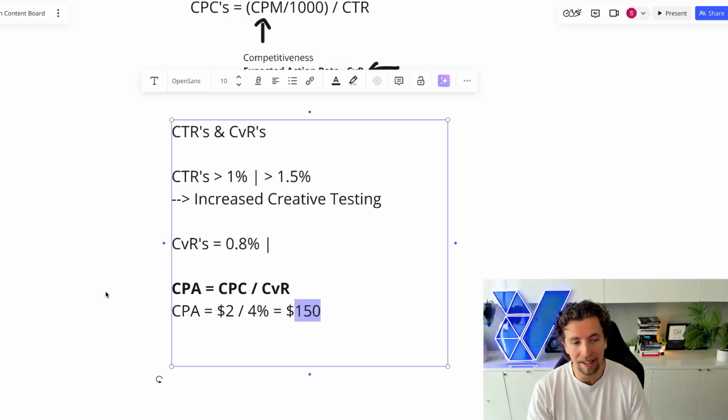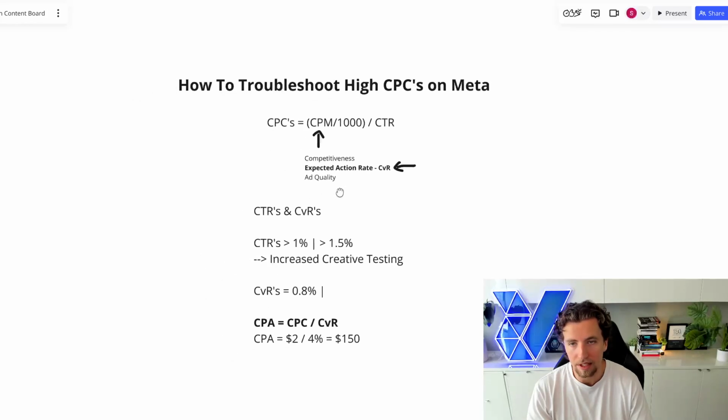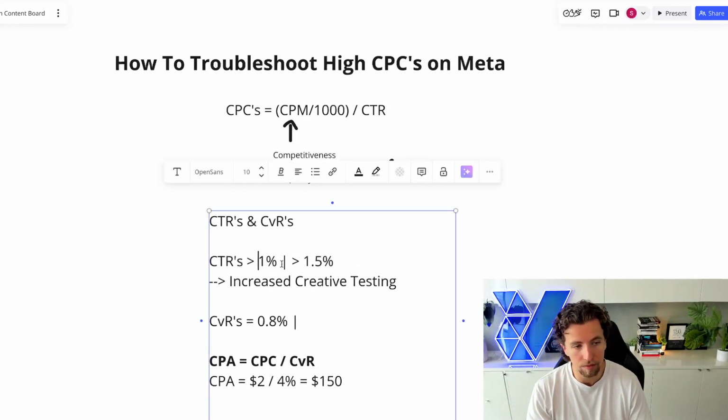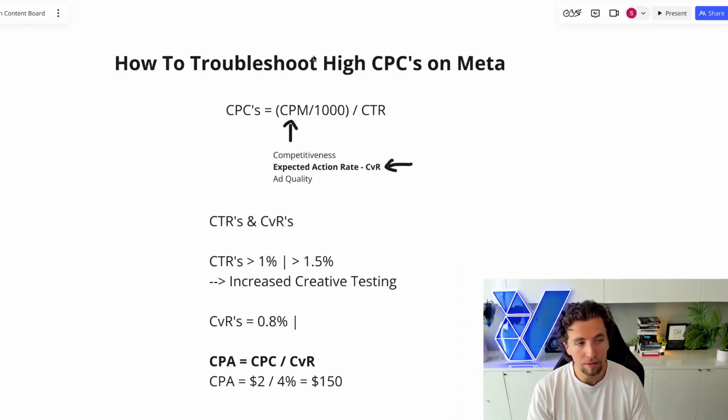And so conversion rates end up being a very, very important component of troubleshooting high CPCs on Meta. I almost guarantee you that if you have high CPCs right now and your CTRs are greater than 1%, it has nothing to do with CTRs. It has everything to do with conversion rate. So make sure that you're looking at conversion rate and troubleshooting it on site. That will fix the entire pipeline here.